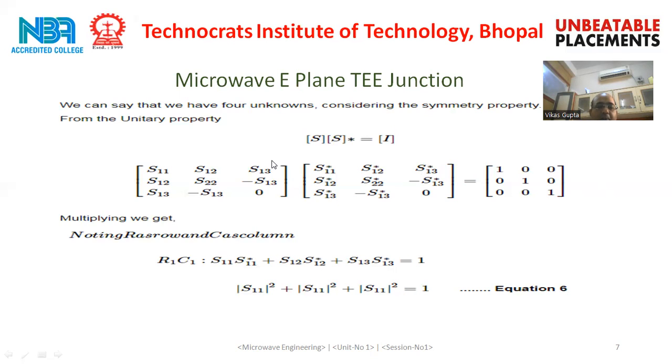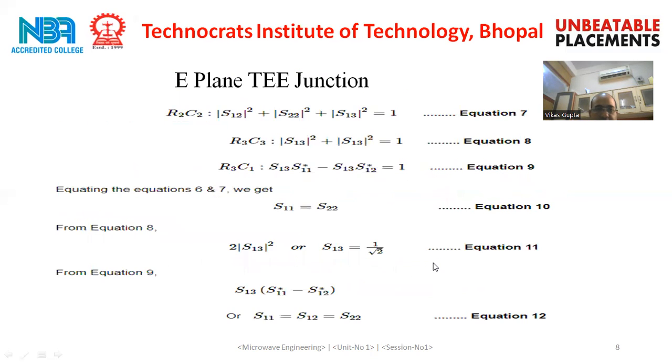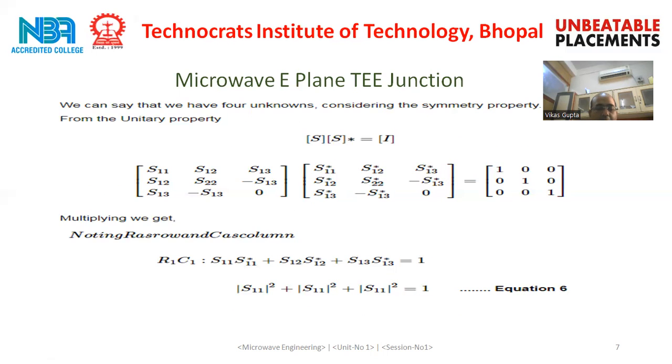We are going to multiply row 1 and column 1. R1, C1, if we calculate, we'll have S11 into S11 conjugate plus S12 into S12 conjugate plus S13 into S13 conjugate is equal to 1. On the right hand side, it is 1. So we'll write |S11|^2 plus |S12|^2 plus |S13|^2 is equal to 1. This is all about R1C1.